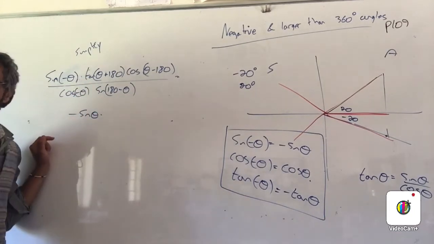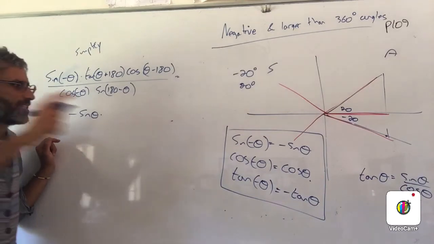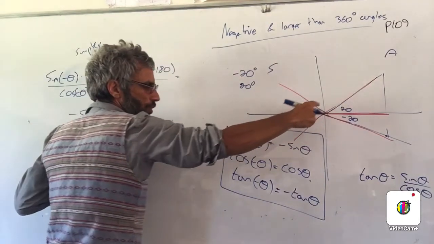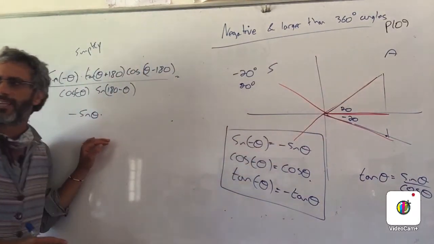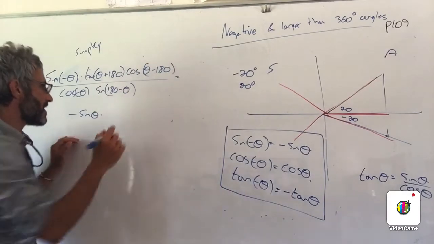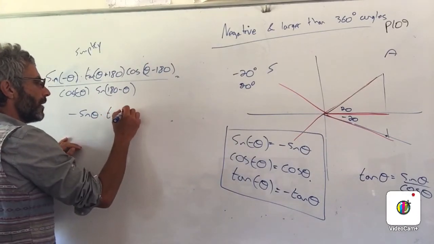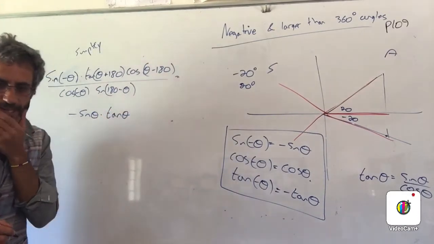tan(theta + 180). That's one of the reduction formulas. We're moving from the first quadrant to the third. What happens to tan? It stays positive. It stays the same.